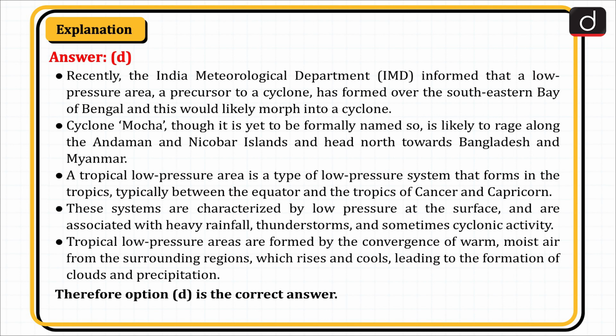A tropical low-pressure area is a type of low-pressure system that forms in the tropics, typically between the equator and the tropics of Cancer and Capricorn. These systems are characterized by low pressure at the surface and are associated with heavy rainfall, thunderstorms, and sometimes cyclonic activity. Tropical low pressure areas are formed by the convergence of warm, moist air from the surrounding regions, which rises and cools, leading to the formation of clouds and precipitation. Therefore, option D is the correct answer.